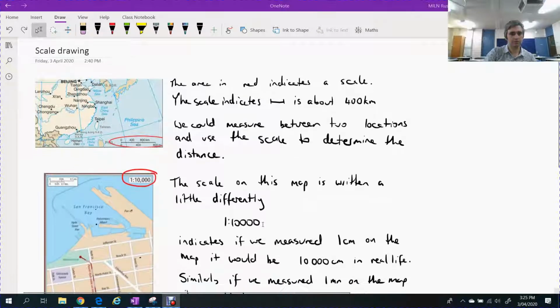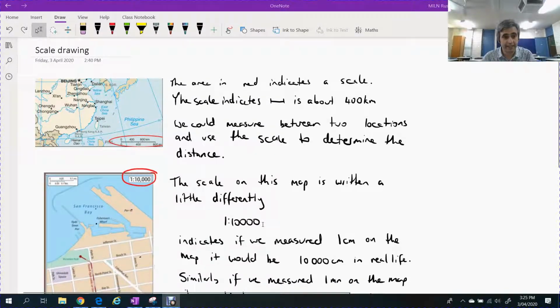Okay, so right now we're looking at a scale drawing exercise. To start with, we have a little picture over here of China, and down the bottom here we have a scale. The scale tells us how far apart two cities might be. So if we measured from here to here, and then looked on here, we can tell that Wuhan to Ningbo is about 600 kilometers. Quite a topical place at the moment, given the COVID virus.